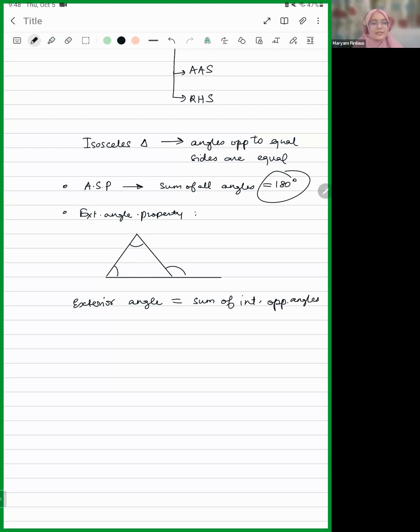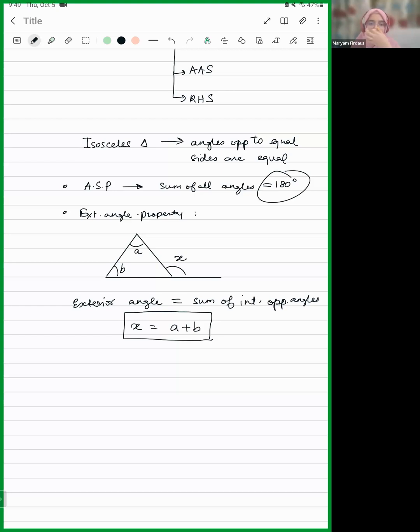This means that if your exterior angle, let's call it X, and your interior angles are A and B, then what is it going to be? X is going to be A plus B. This is your exterior angle property. Kindly note it down because you're going to have a test tomorrow, right? Remember?